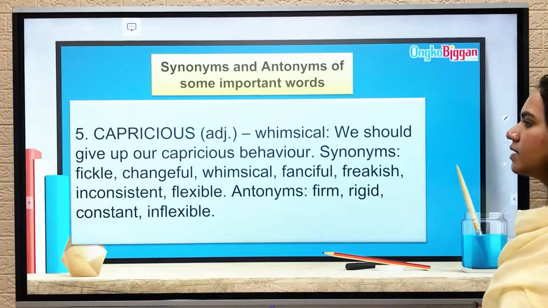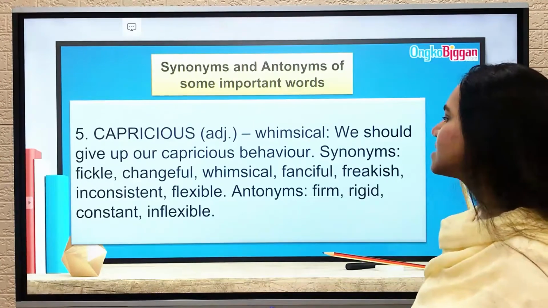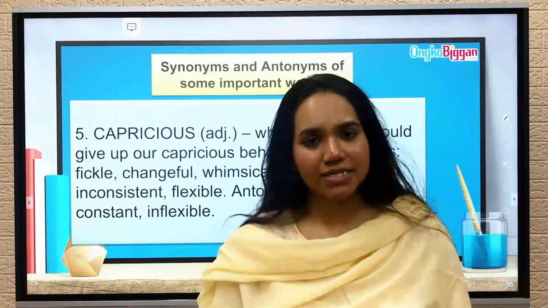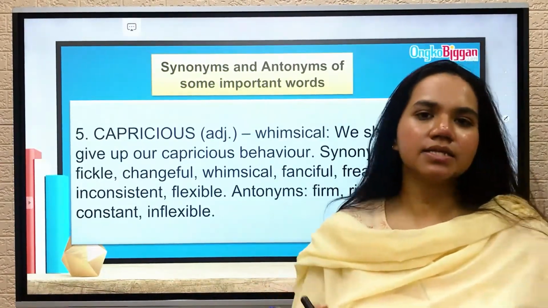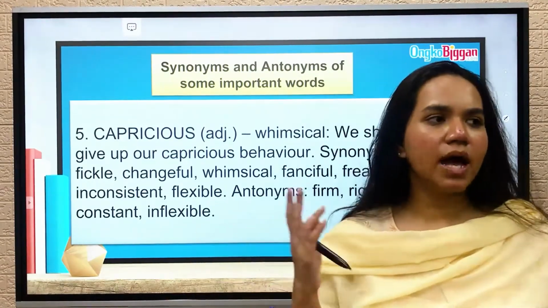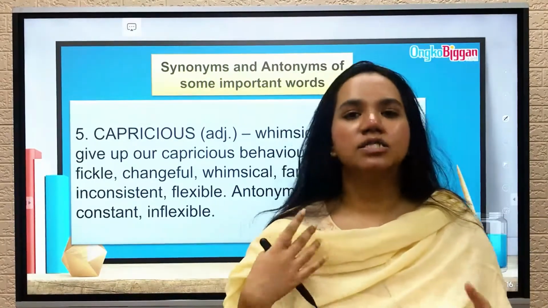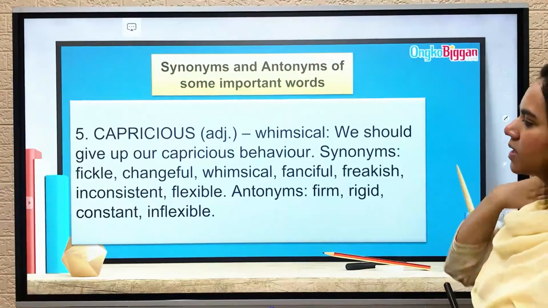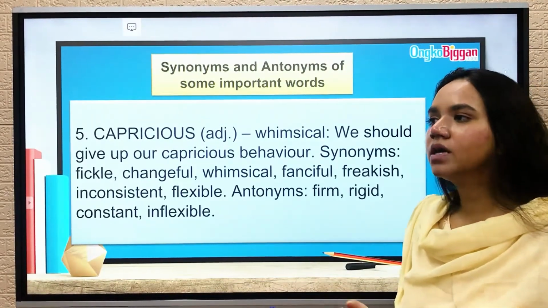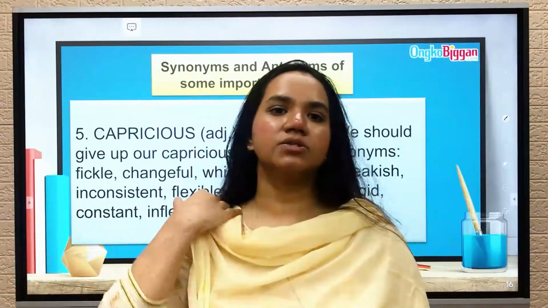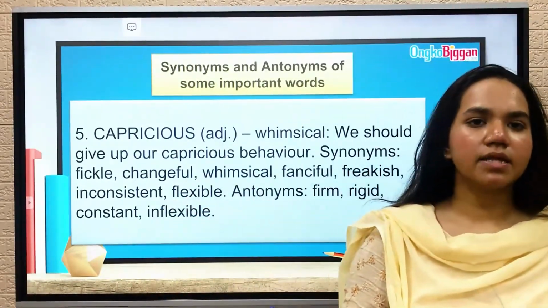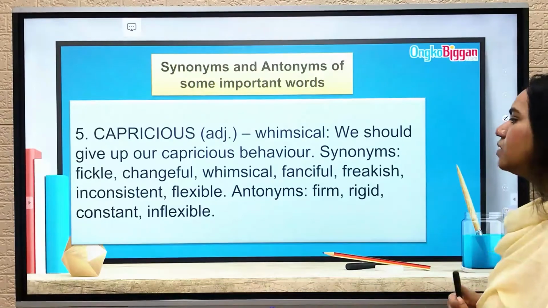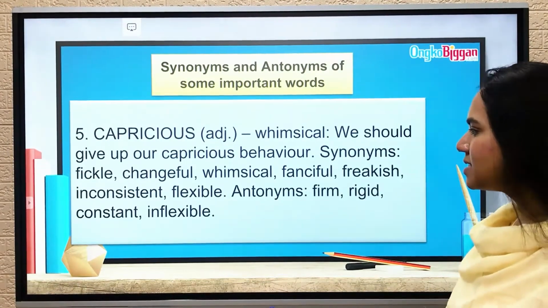Alright, let's look at number 5, which is capricious. So capricious means whimsical. So it actually means any type of behavior or any type of activity which is suspicious to that sense that you're constantly changing. Maybe you have a lot of emotions and all of your emotions are constantly fluctuating. So let's look at this particular sentence, which is, we should give up our capricious behavior. If you have a particular behavior which is insignificant, which actually changes continuously, that is when I'll say that your behavior is capricious. So the synonyms are fickle, changeful, whimsical, fanciful, freakish, inconsistent, flexible.